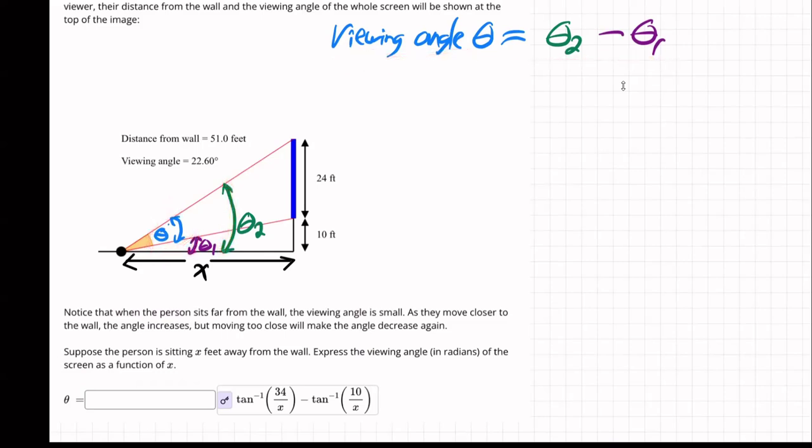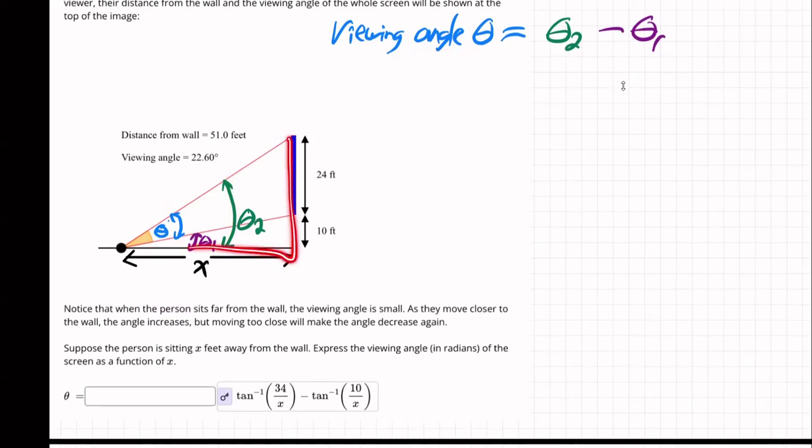Okay, so we've got to find those two angles basically. So how do we do that? Well, this is a right triangle. So you should be thinking about SOHCAHTOA. Remember your trig lessons?